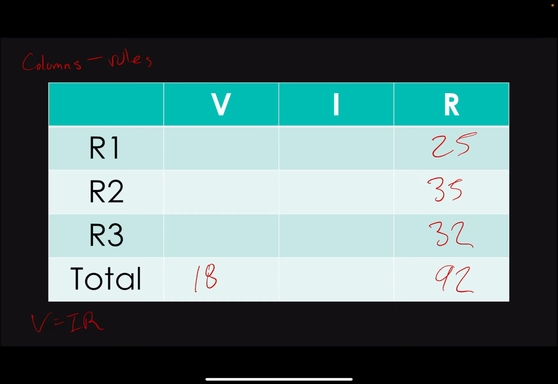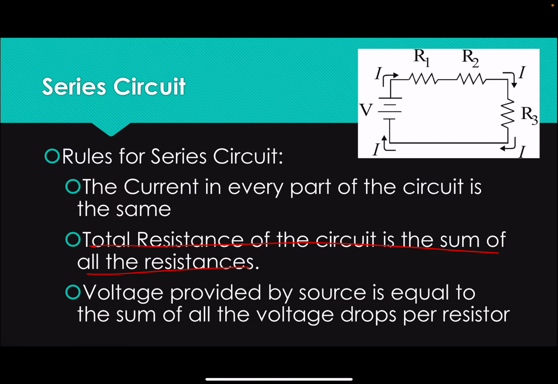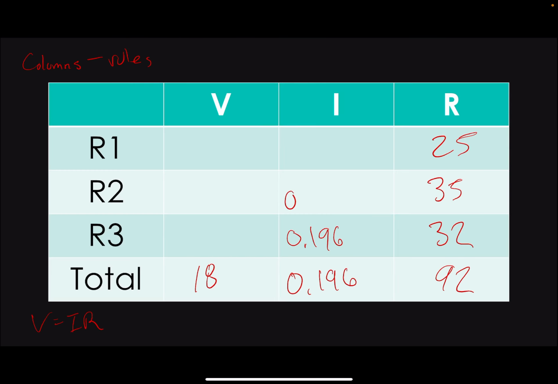Voltage is 18, and my resistance is 92, so I'm going to divide by 92. And you should get a current of 0.196. And guess what? That's the same current throughout the entire thing. So I'm just going to copy and paste it, because the current is the same in every part of the circuit according to that rule. So again, if you want to fill out columns, you look at your rules.